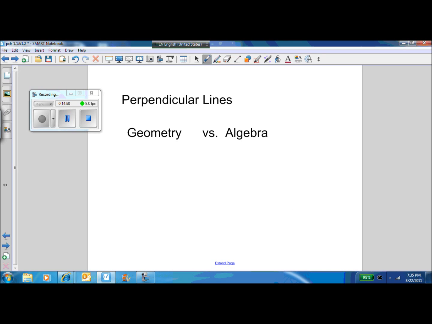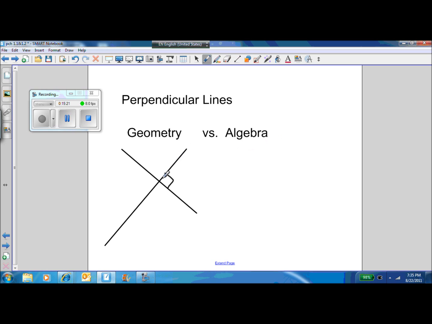Finally, perpendicular lines, geometry versus algebra. In geometry, it's kind of hard to get a perfect perpendicular line, but let's give it a try there. Oh, yeah, look at that. That's pretty nice. In geometry, you have that special mark you put on them. House on the corner there. Determine the right angle there between the two lines, making them perpendicular. Algebra? Any ideas?